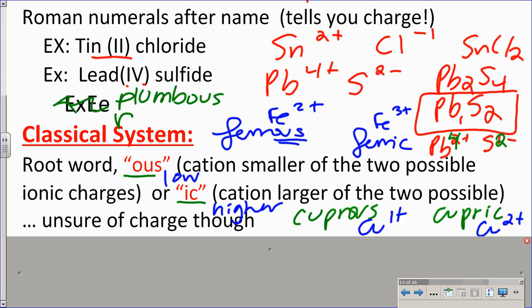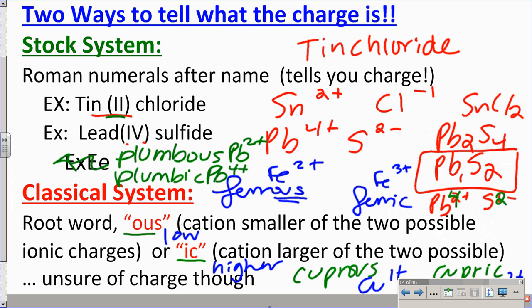Plumbose and plumbic. Lead, right. That's where we got the Pb from. It's from the plumbus word that they used to have. So which is the plumbus version? 2+. Pb 2+, and this one's Pb 4+. You have to know the charges to know which these are. This one's harder because you have to know the charges. This one's easier because I literally give you the charge. You'll see this one, the classical system, like 1 out of every 10 problems. You'll see this one like 3 out of every 10 problems. You'll see this one more often.